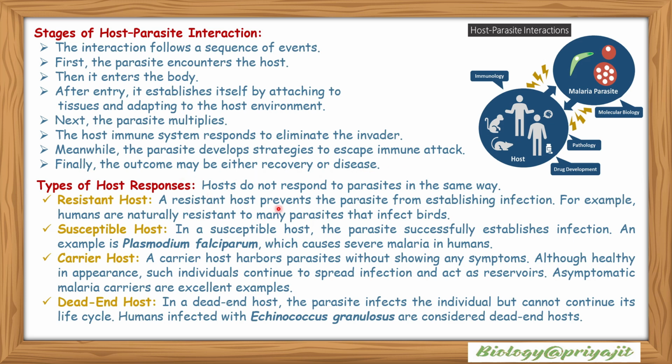Types of host responses. Hosts do not respond to parasites in the same way. A resistant host prevents the parasite from establishing infection. For example, humans are naturally resistant to many parasites that infect birds. Susceptible host. In a susceptible host, the parasite successfully establishes infection. An example is Plasmodium falciparum, which causes severe malaria in humans.